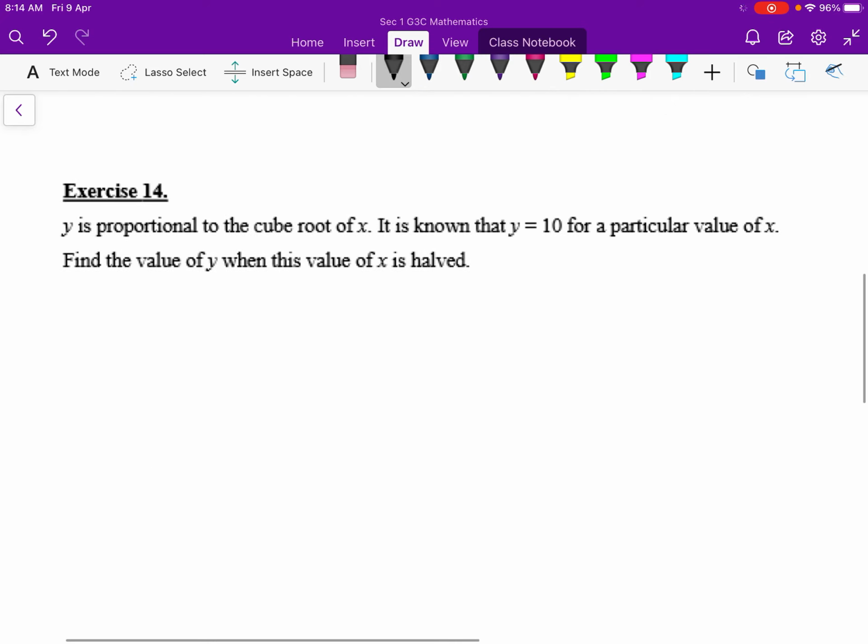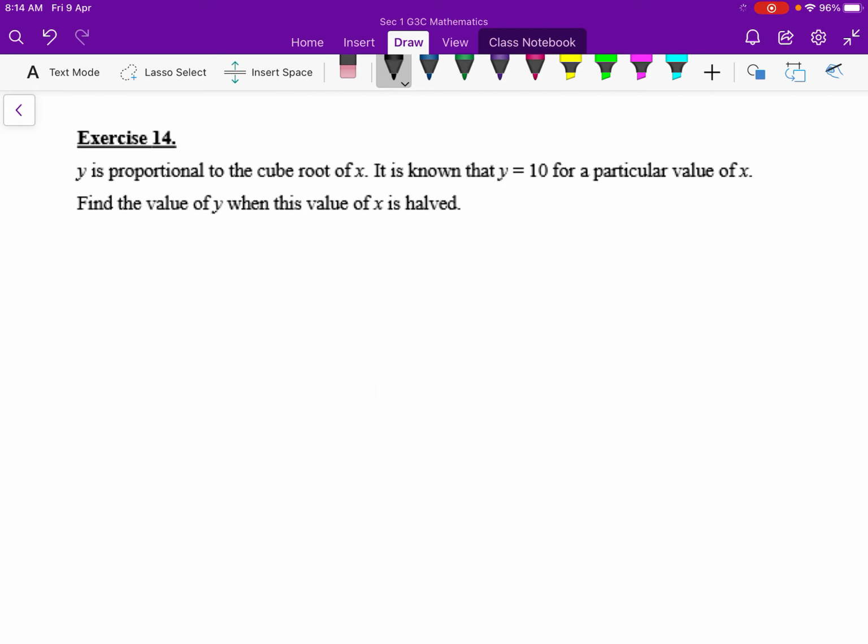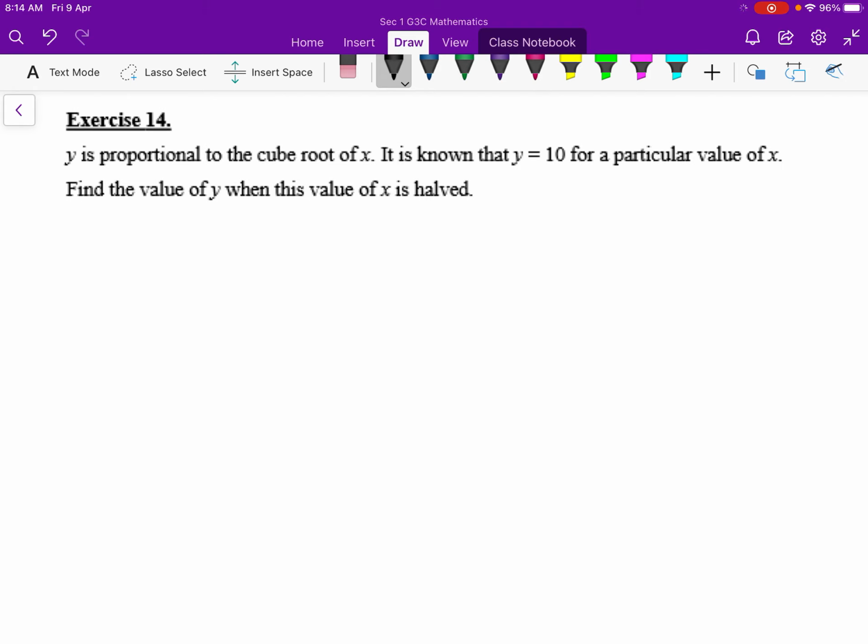Next one, question 14. y is proportional to the cube root of x. So let's form the equation. y is equal to k times the cube root of x.